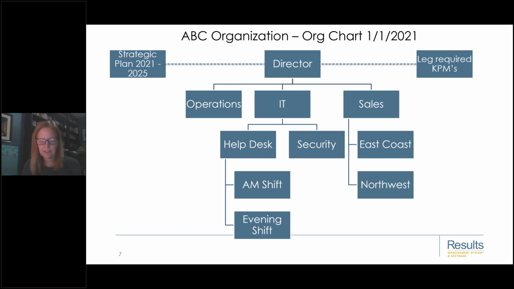The IT department branches out and has primarily a help desk function, and they manage the security of their network. The help desk further divides, and they have an AM shift and a PM shift. Sales has an East Coast team and then a Northwest team. So when I look at this organization, I have decided, say if I'm the director here, that each of these boxes has a need to have metrics, so they each need to have a map. So how will I build that structure in Results? Let's take a look.